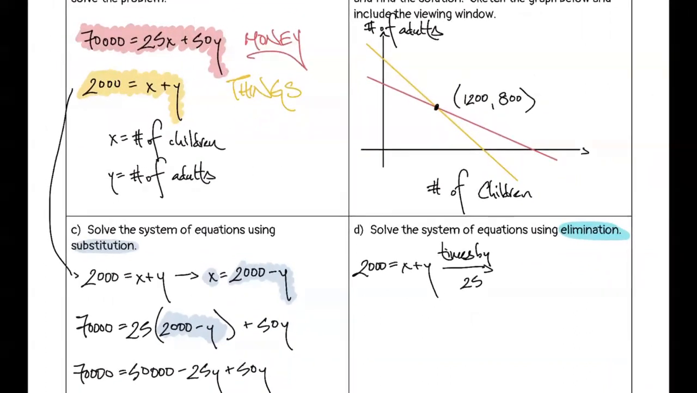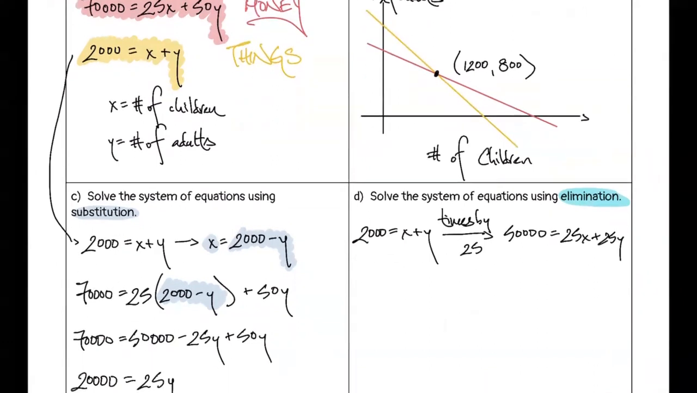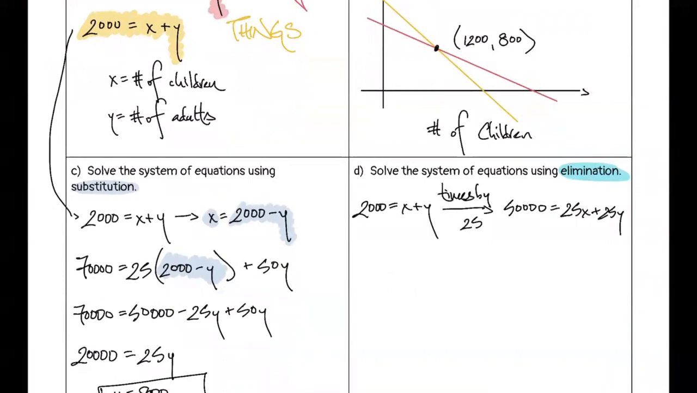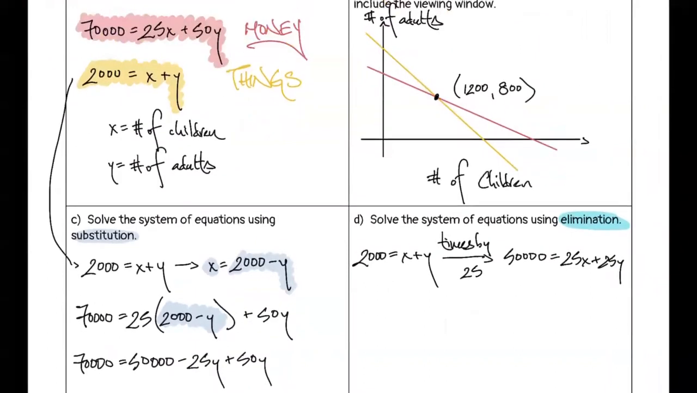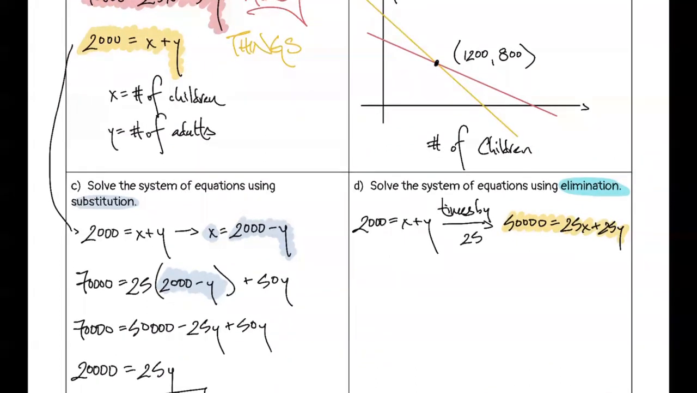So if we multiply this by 25, then we'll get 50,000 equals 25x plus 25y, all right? And elimination is the method where you stack the equations on top of each other, right? And so this is sort of like the new yellow equation. And now I'm just going to write this red equation and yellow equation literally right on top of each other. And so I'll get 70,000 equals 25x plus 50y. And then the yellow one, which is 50,000 equals 25x plus 25y.